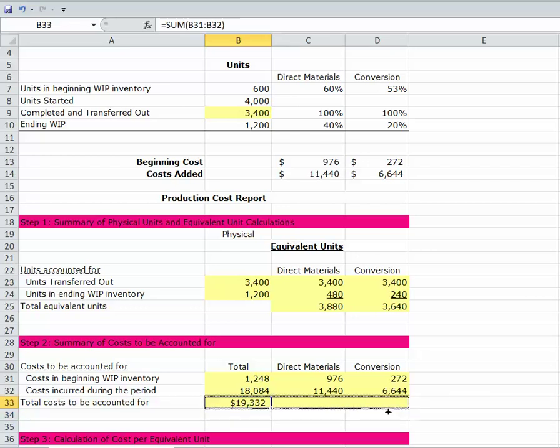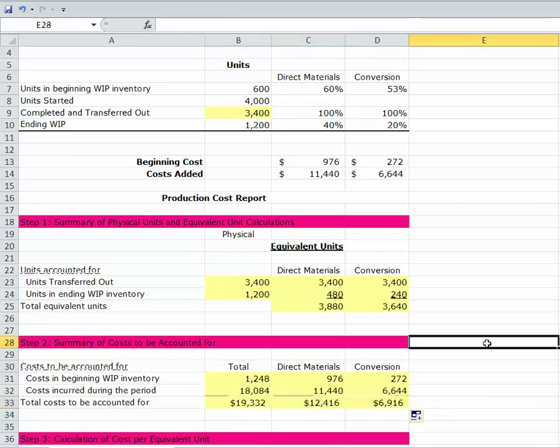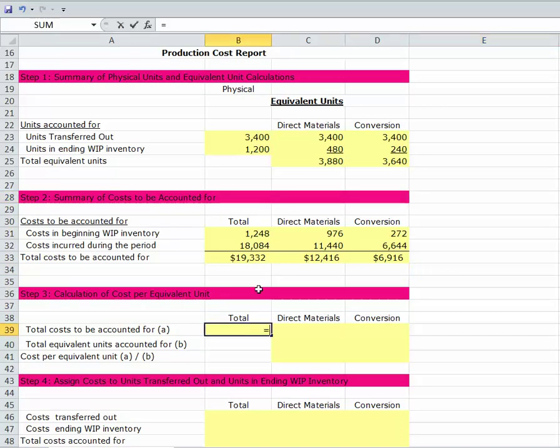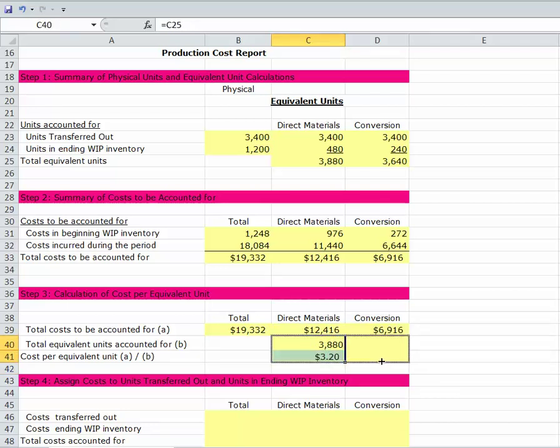And then just for good measure, we can add up each one of these columns to make sure that we reconcile later on. Next step is to calculate our cost per equivalent unit. We pick up the costs we've just calculated, and we take our cost for direct materials and divide it by our 3,880 equivalent units, which gives us a cost per equivalent unit of 12,416 divided by the 3,880 of $3.20. And we'll do the same thing for our conversion costs.